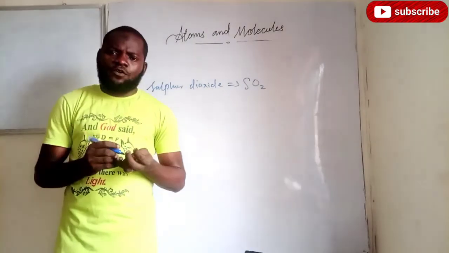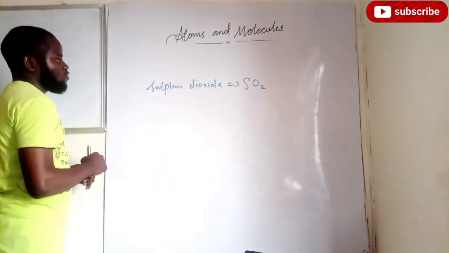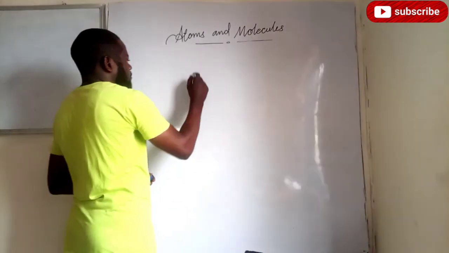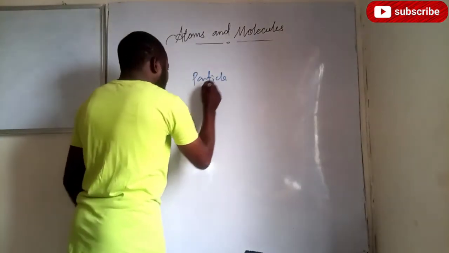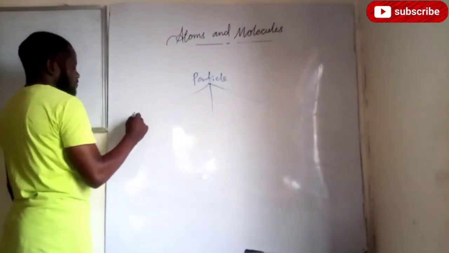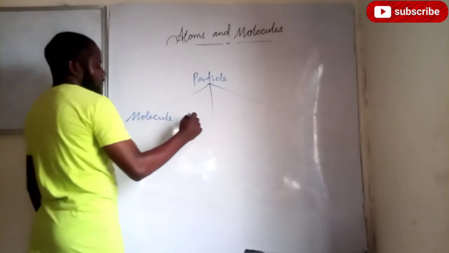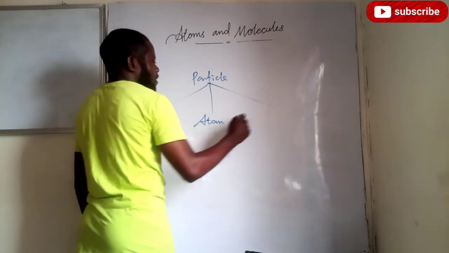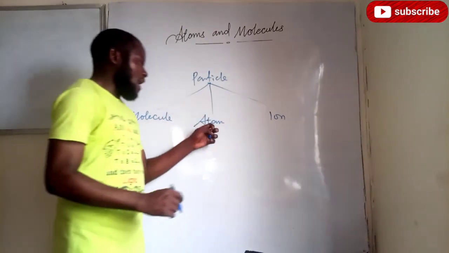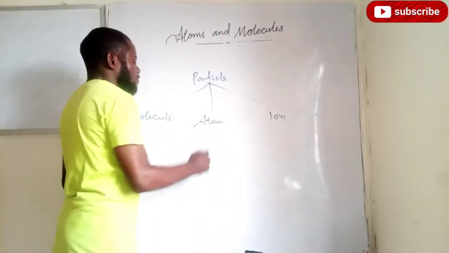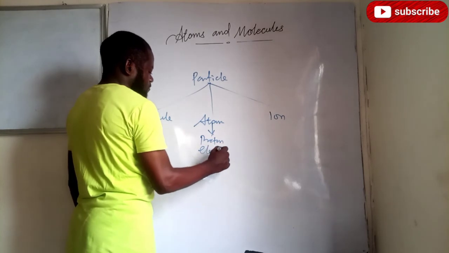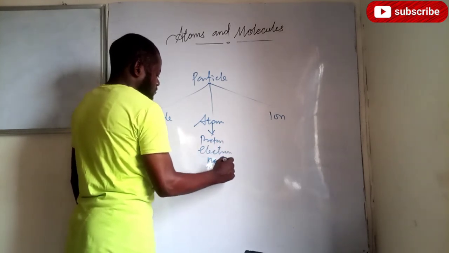So before we go on, I would like us to quickly recap what we have learned so far. When you talk about particle, particle is divided into three. We have molecule, atom, and ion. Are we together now? Molecule, atom, and ion. Atom is divided into proton, electron, and neutron.